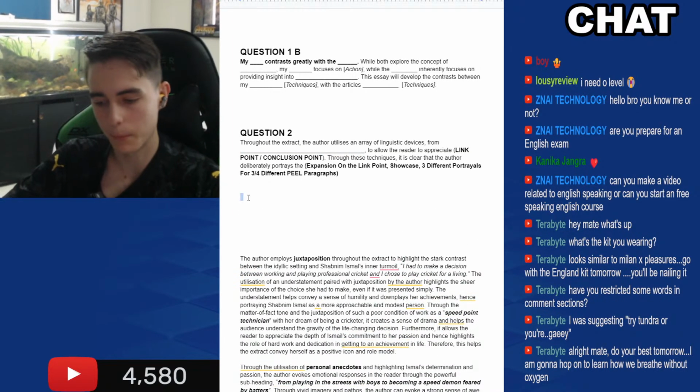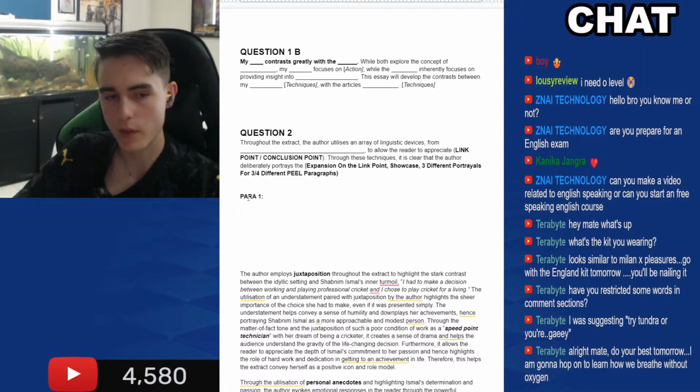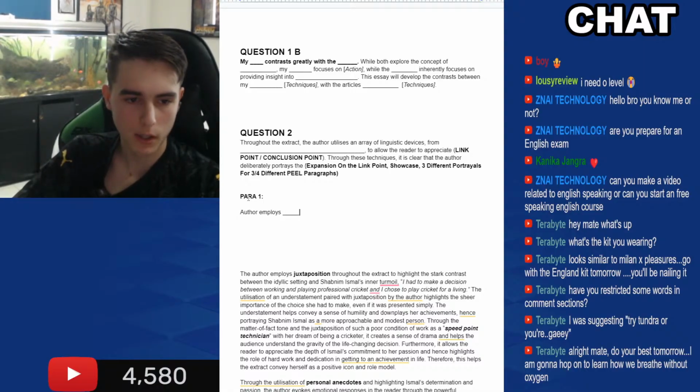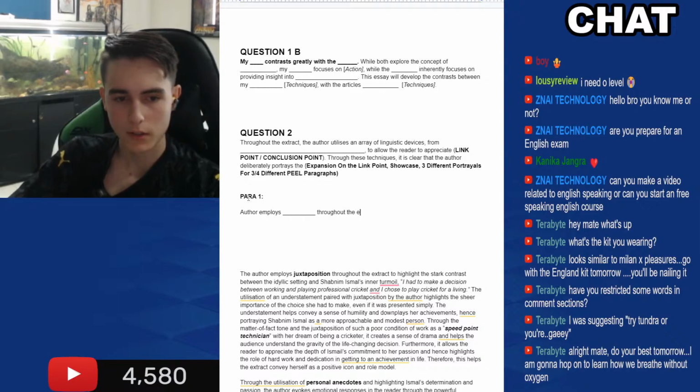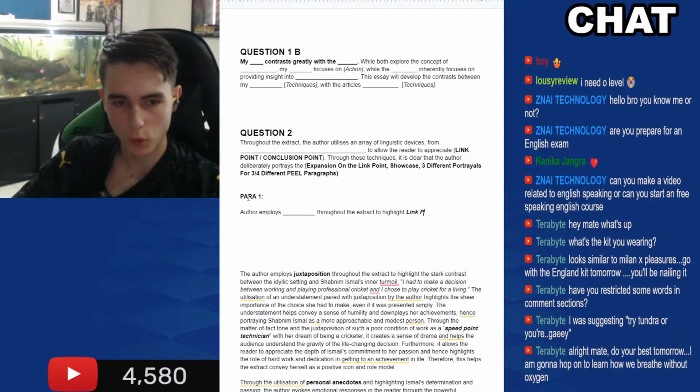So what we want to do is immediately start our first paragraph. If we have our paragraph 1, we immediately want to start off with the first thing we listed. So, the author employs blah, blah, blah throughout the extract to highlight, and then we go bold italic, link point 1, plus point for paragraph.